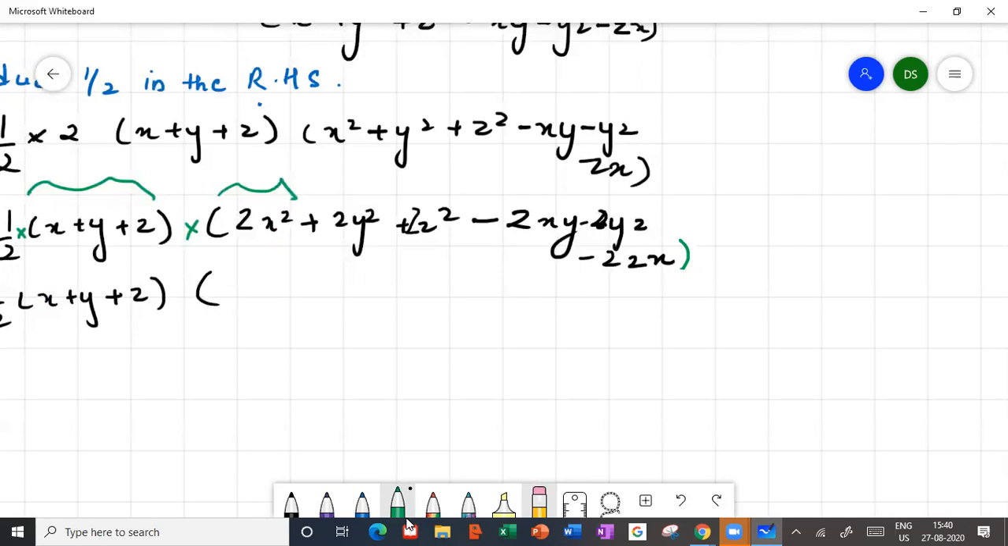Got it now? Got it. So basically the only step involved here is multiplying and dividing by 2. That's all. Then everything is okay. I'll write it here in case you're getting confused. So split this as x.